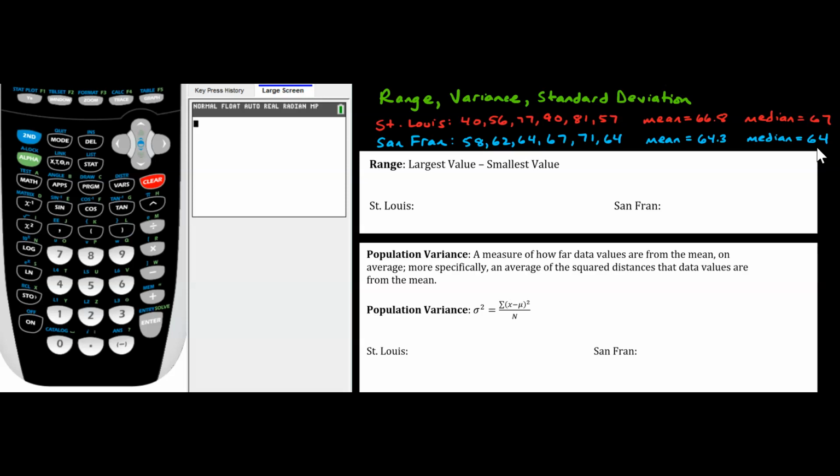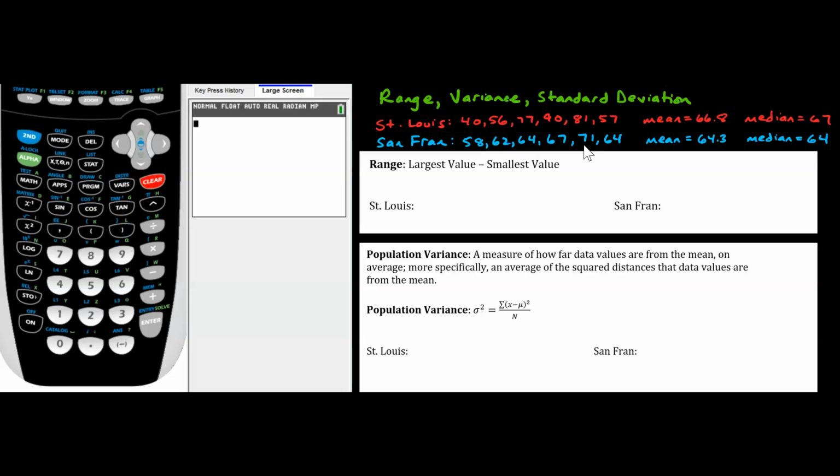If you are just looking at means and medians to summarize your data, then you might walk away from this example thinking that the weather in St. Louis is very similar to the weather in San Francisco. But as many of you know, that's not the case, and we can also see that by looking at the big spread in the data in St. Louis versus a much smaller spread in the data in San Francisco.